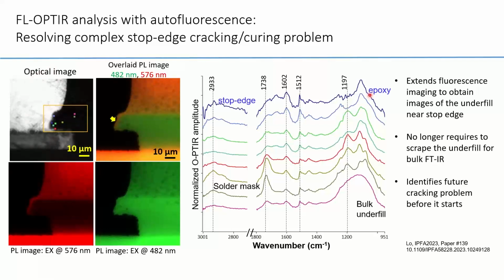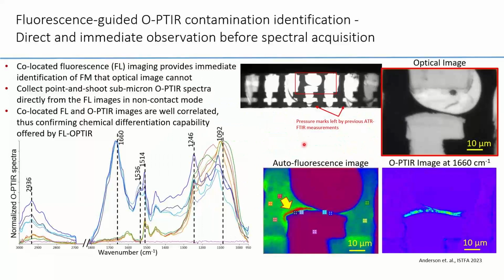Right, so spectra have been collected from these marked locations here in the optical. Unfortunately, the markers weren't carried across to the fluorescence images in this case. And then we see the excellent chemical characterization. So no more do you have to scrape the underfill and then do bulk FTIR. This measures the chemistry that you need to solve these puzzles directly with minimal sample prep on the front end.